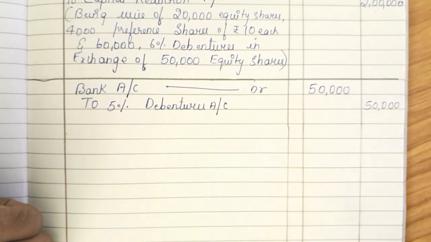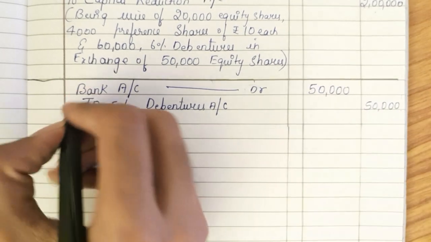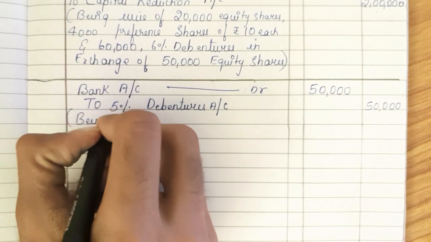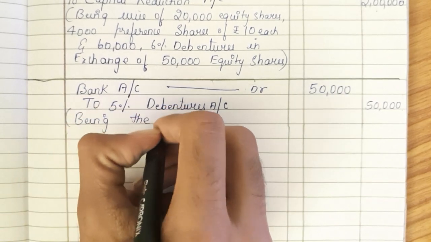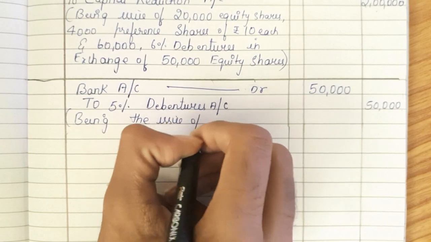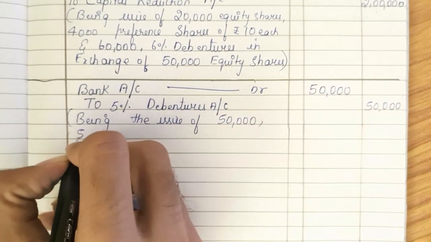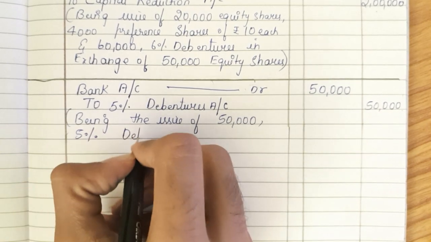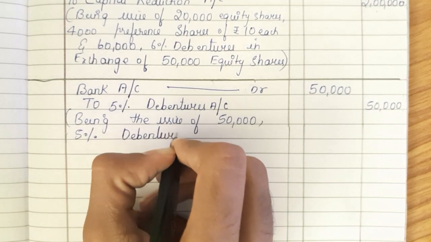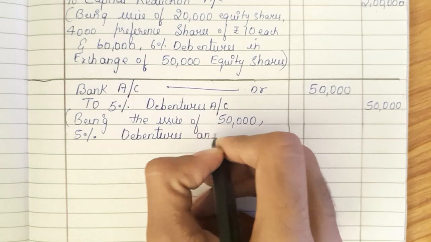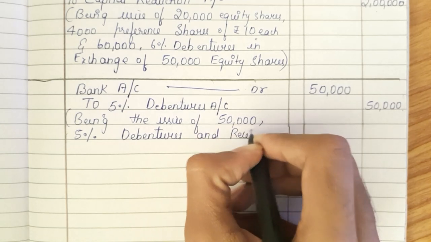So please keep the question with you when I am solving. Narration is being the issue of 50,000 5% debentures and received cash.